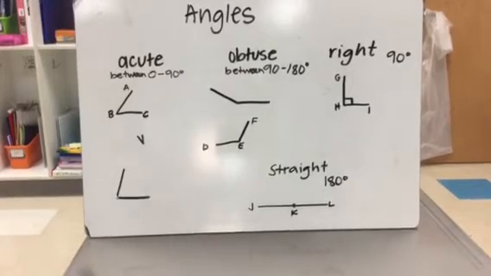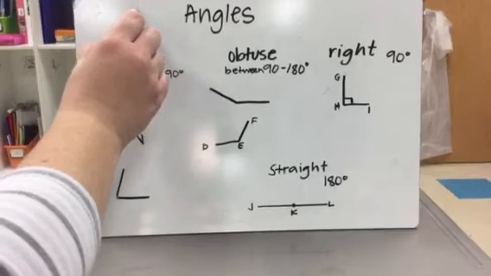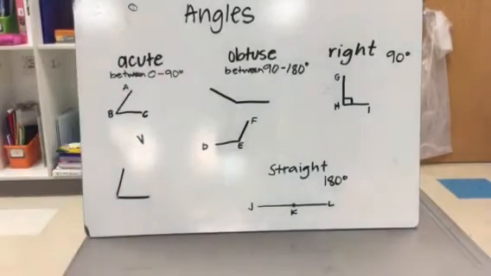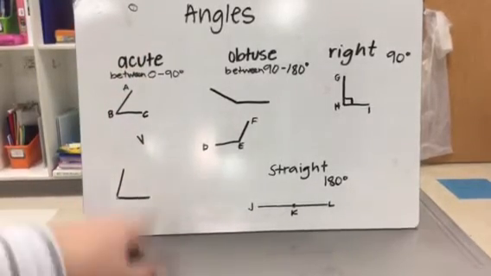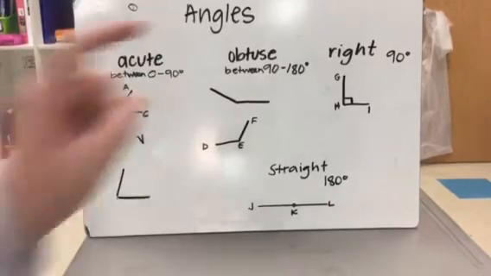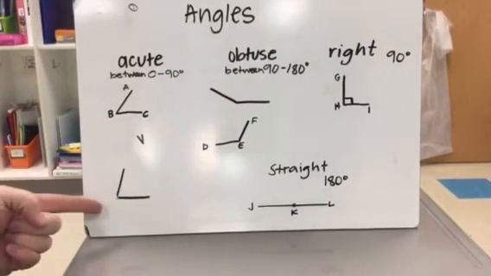So angles are measured in degrees, and you'll always see that circle symbol talking about the degrees of an angle, and it's just the measurement of that angle. So acute angles are measured between 0 and 90 degrees. So here are a couple examples of acute angles.